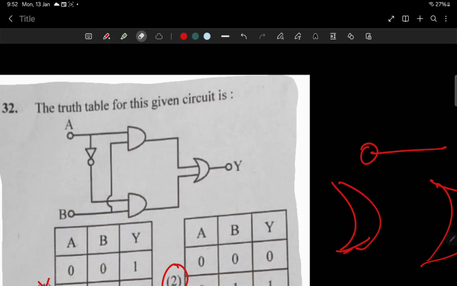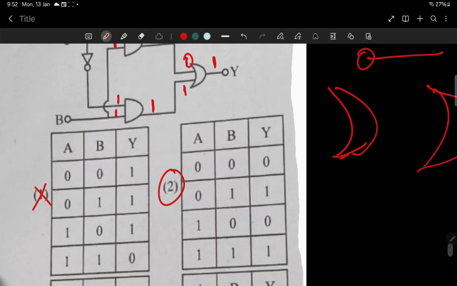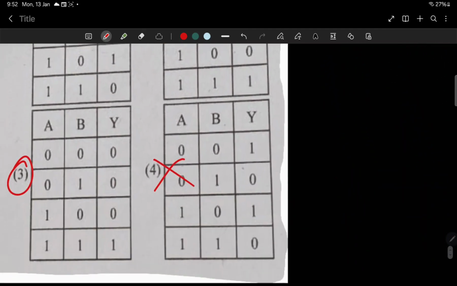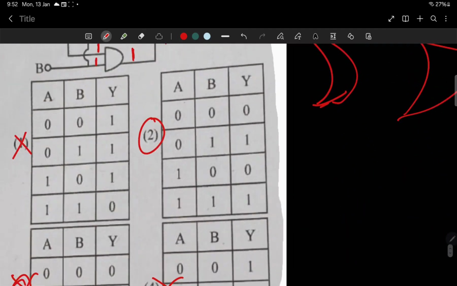That is 0 for A and B equal to 1. So here A is equal to 0, NOT gives 1, and B is equal to 1, here also 1. 1 into 0, that is 0. 1 into 1, that is 1. So 0 and 1. 0 plus 1, that's also 1. So we are getting 1. So the answer is 0 1 0, this is wrong. Here 0 1 1. So option 2 is the correct answer.